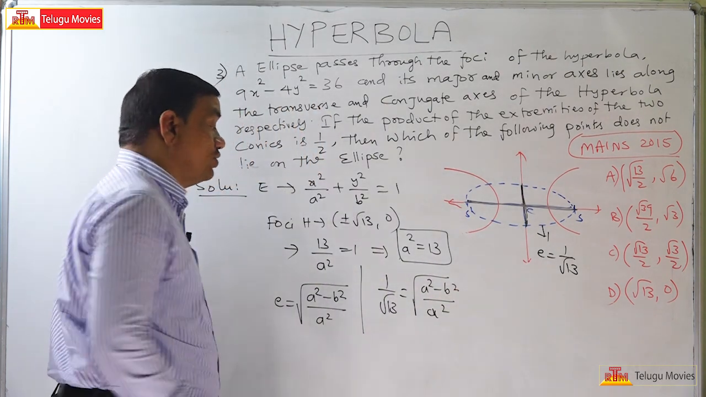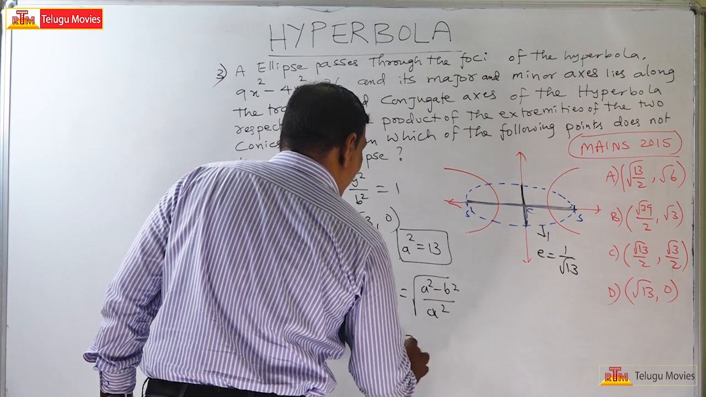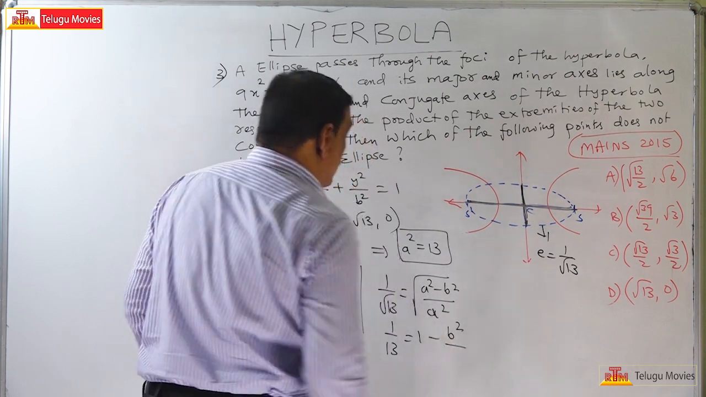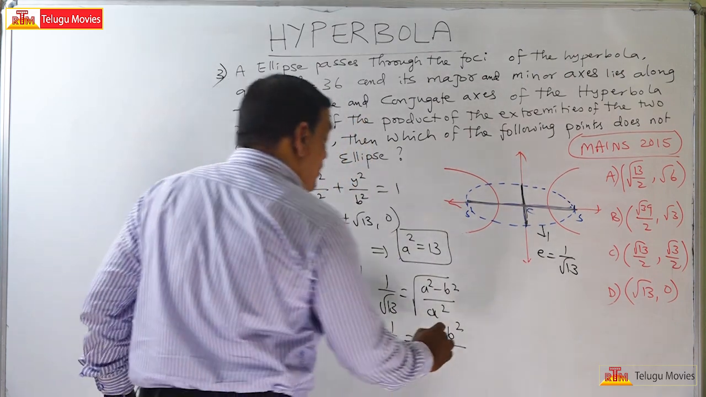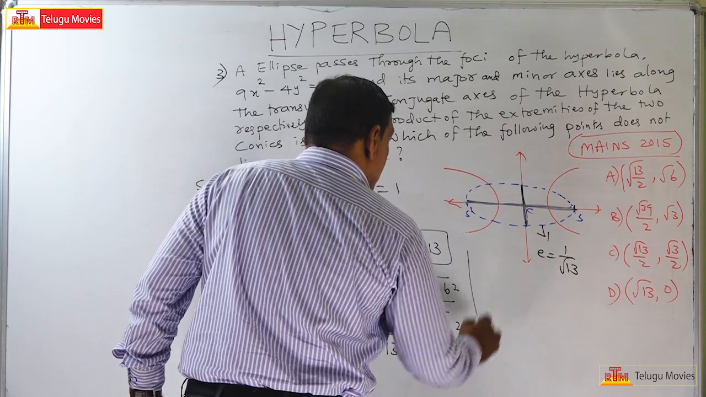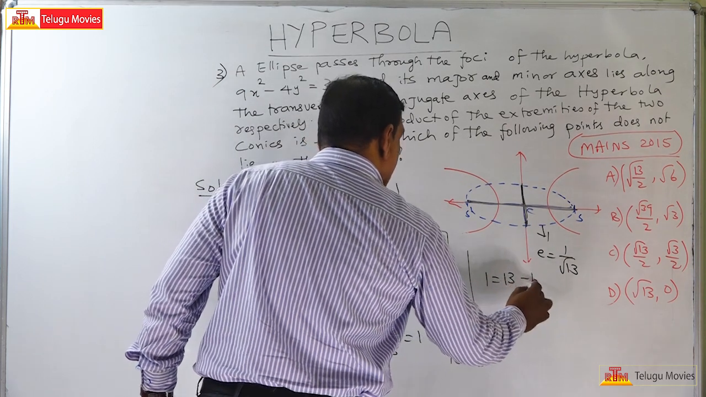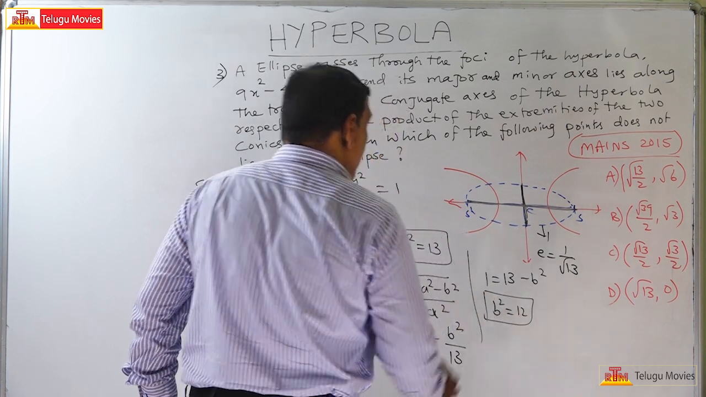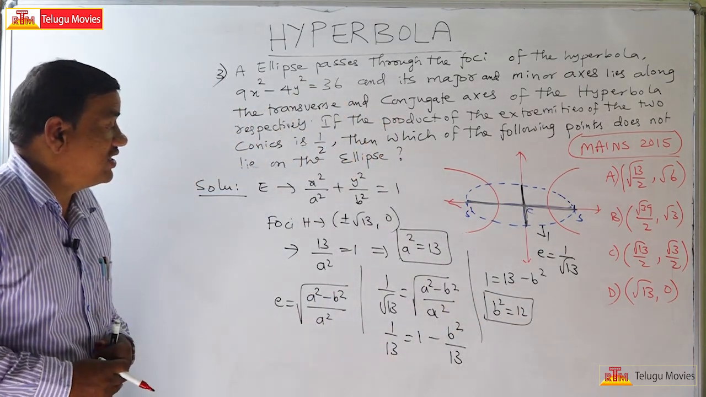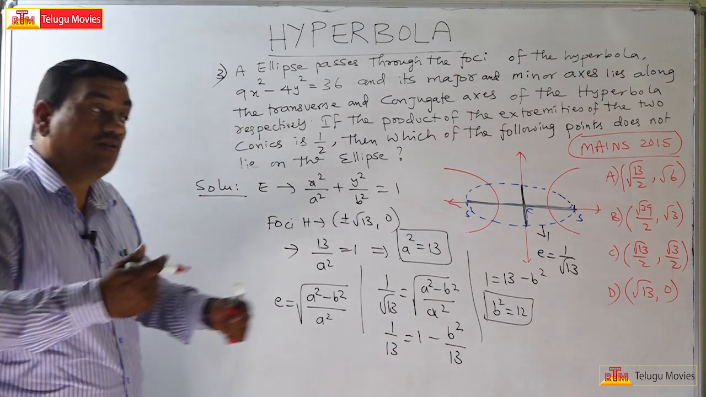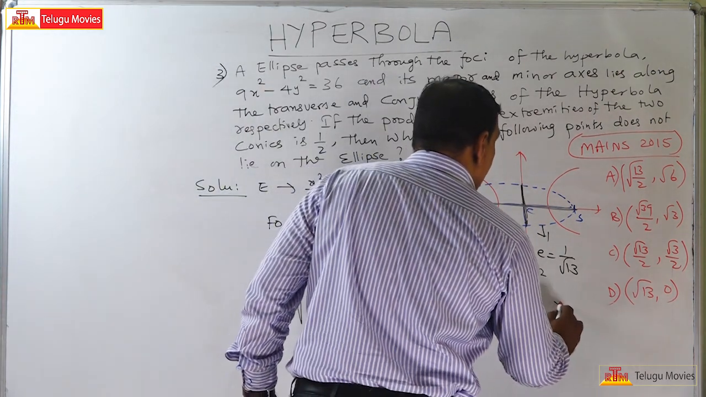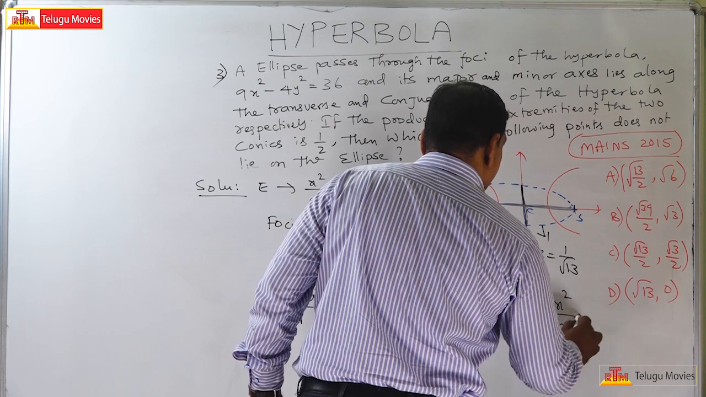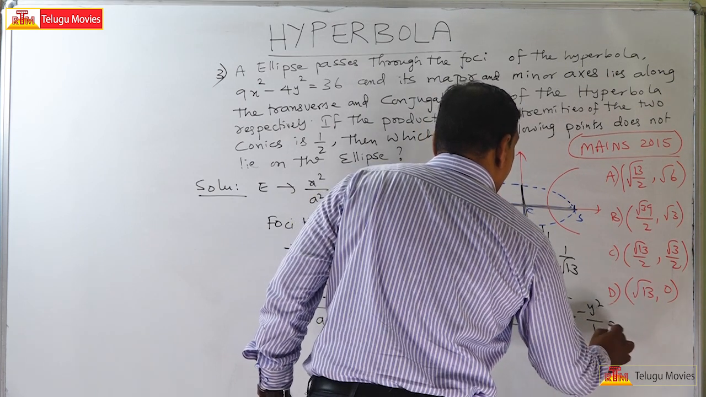Squaring on both sides, you will get 1 by 13 is equal to a square minus b square by a square, which is equal to how much? 13 minus b square by 13. So 1 is equal to 13 minus b square. So b square is equal to 12. Okay, so you know a square value is 13 and b square value is 12. Then what is the equation of the ellipse? x square by 13 minus y square by 12 is equal to 1.